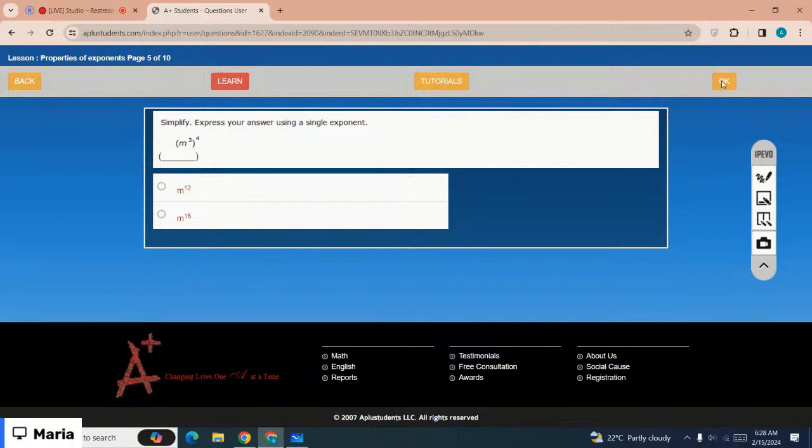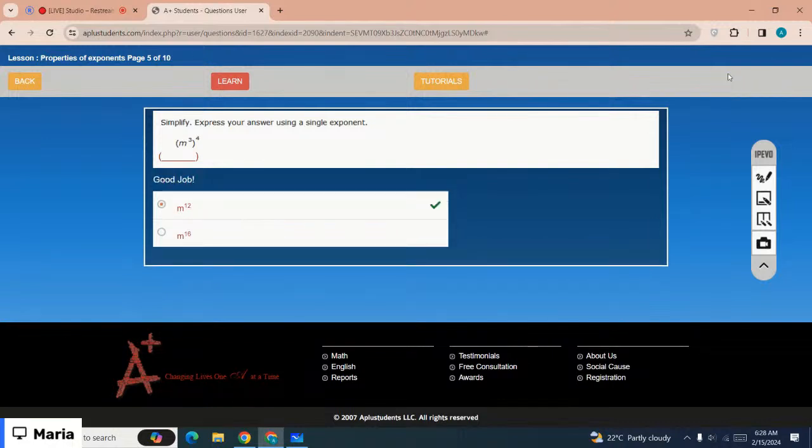Okay, simplify m exponent 3 exponent 4. So which is the correct option? You have to do 3 times 4, right? 3 times 4 is 12. So that is m exponent 12. Option number 1 is the correct option. Got it?